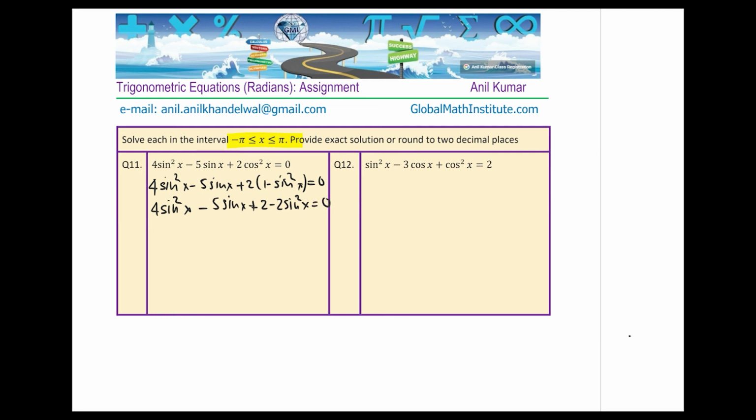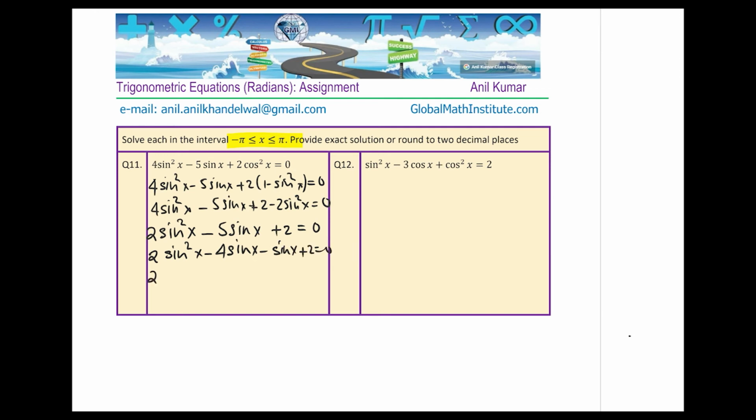4 minus 2 is 2 sine square x. We get 2 sine square x minus 5 sine x plus 2 equals 0. So 2 times 2 is 4. We need minus 5. So 4 times 1 can work. So this can be factored. We have 2 sine square x minus 4 sine x minus sine x plus 2 equals 0.